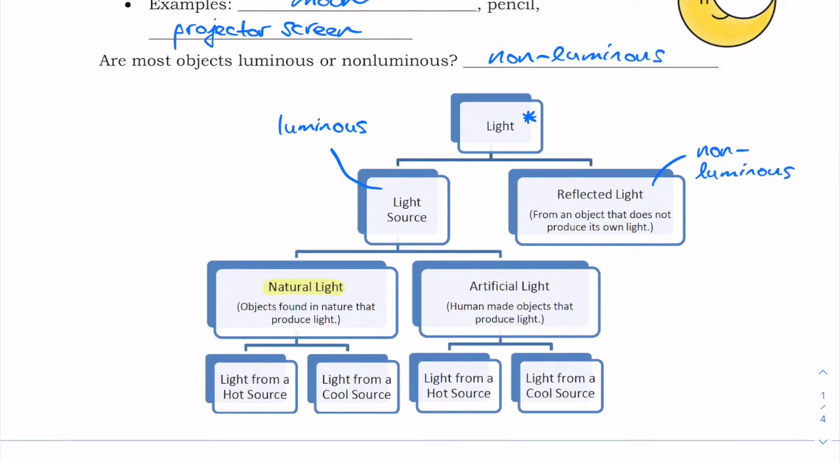But we also have artificial sources of light. This would be human-made objects, for example, light bulbs, cell phones, laptops, anything that gives off light that's human-made would be an artificial source of light. And kindly ignore this last part over here, that shouldn't have been included. And we'll move on.